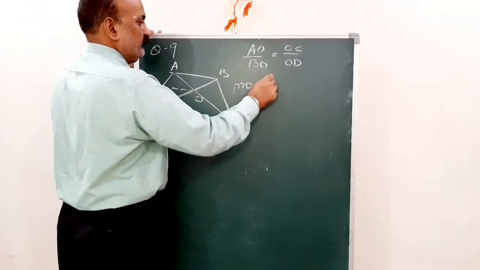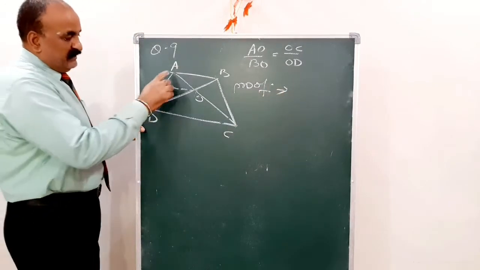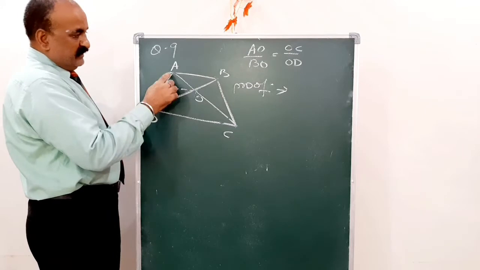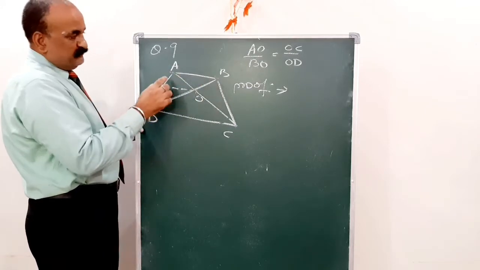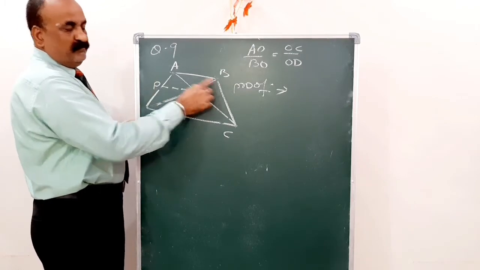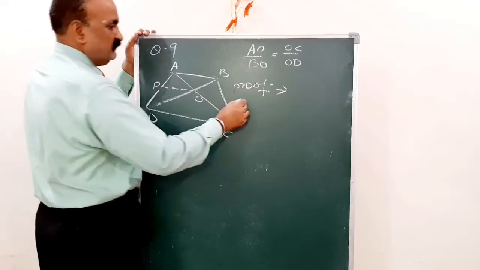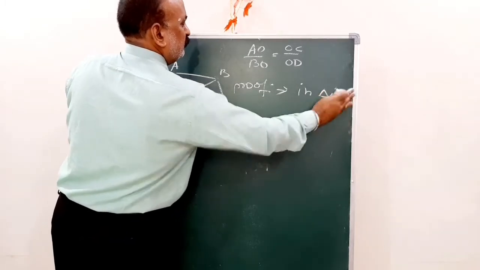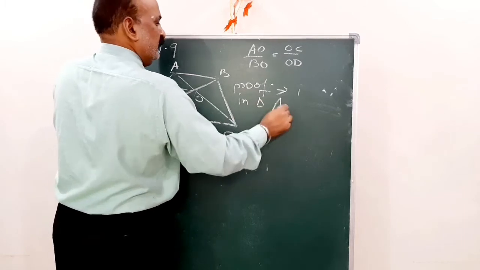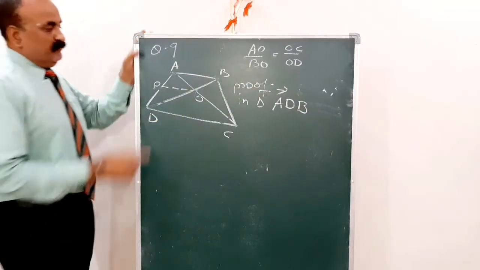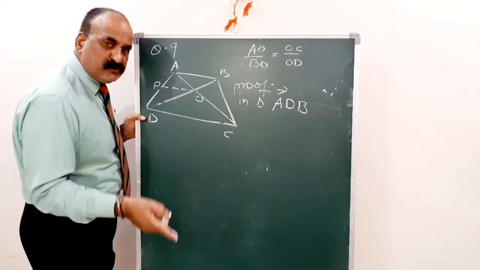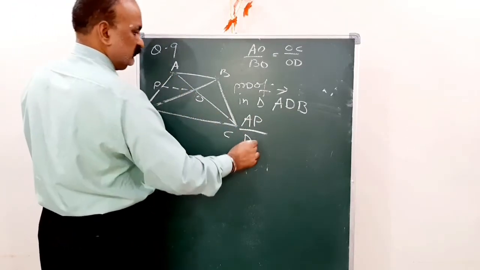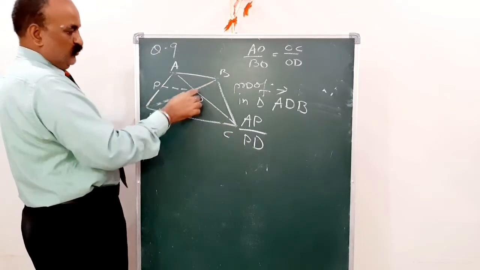Proof. In triangle ADB, by BPT theorem or Thales theorem or basic proportionality theorem, you can say AP upon PD is equal to OB upon OD.